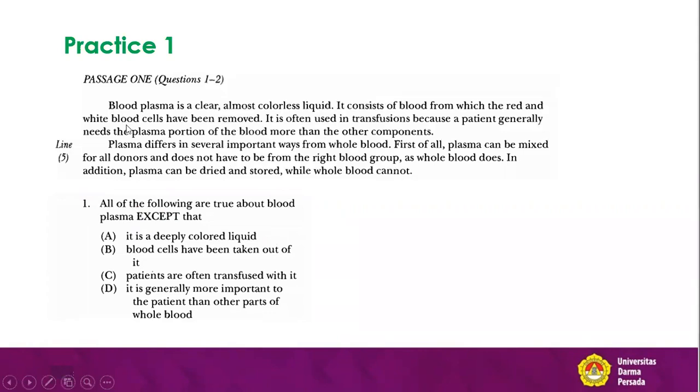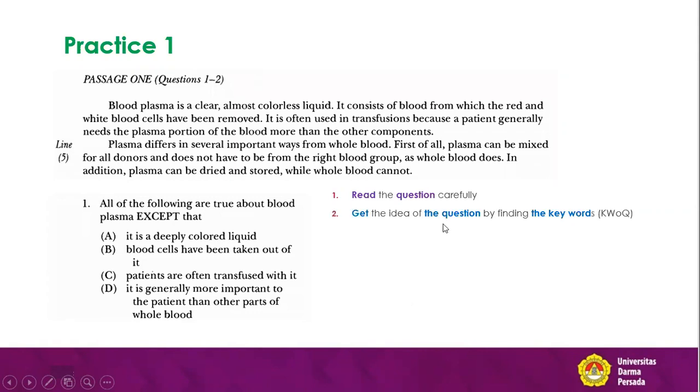How many paragraphs? 1 and then 2. We have 2 paragraphs. Blood plasma, blah, blah. Plasma differs, blah, blah. That means you don't need to read the text, because that is going to waste your time. What we do is read the question carefully. All of the following are true about blood plasma except that.